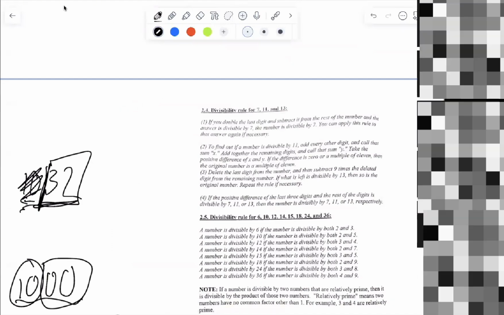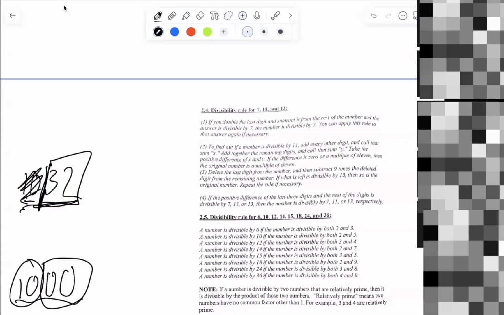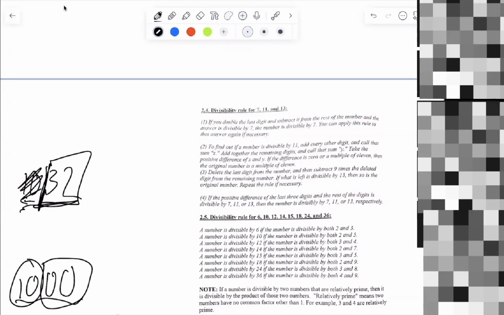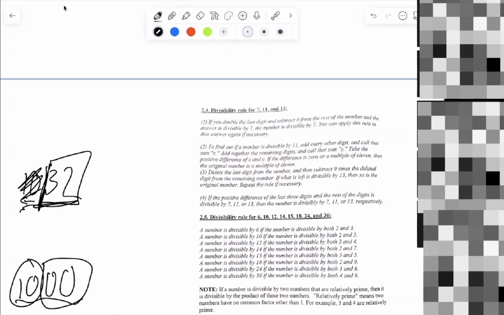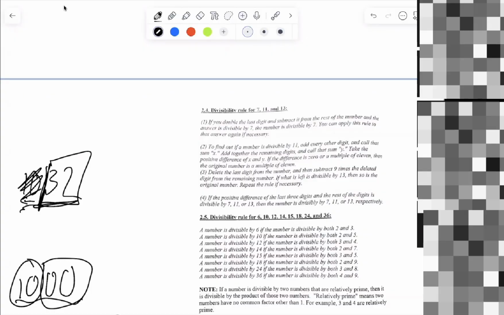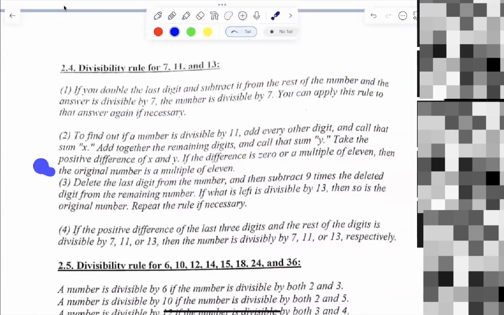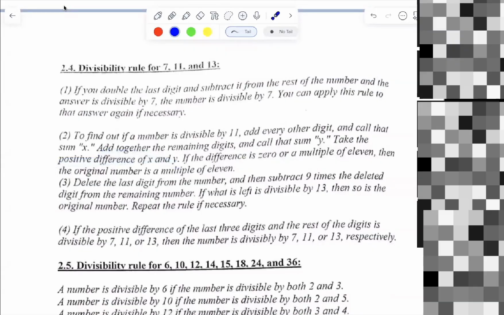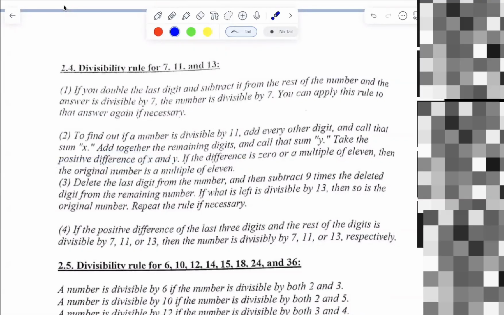The divisibility rule for 7, 11, 13. To find if the number is divisible by 11, add every other digit and call that sum x. Add together the remaining digits, call the sum y. Take the positive difference of x and y, or the absolute value of the difference between x and y. If the difference is 0 or a multiple of 11, then the original number is a multiple of 11.